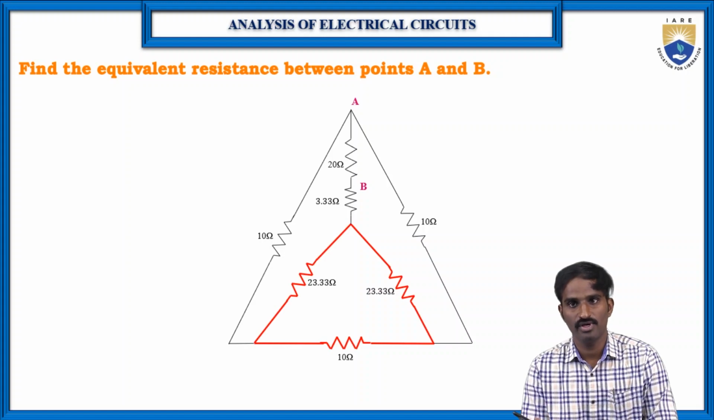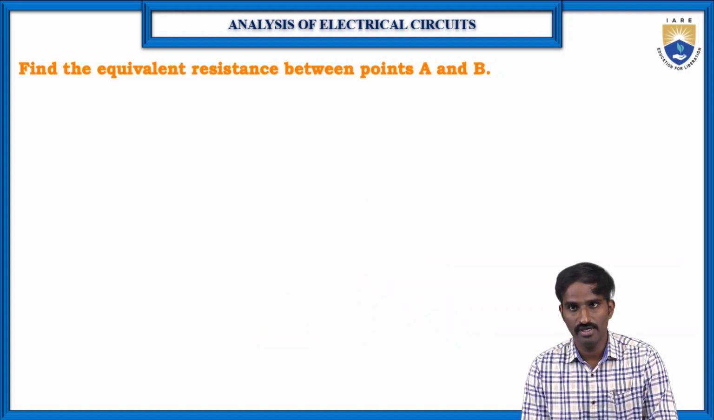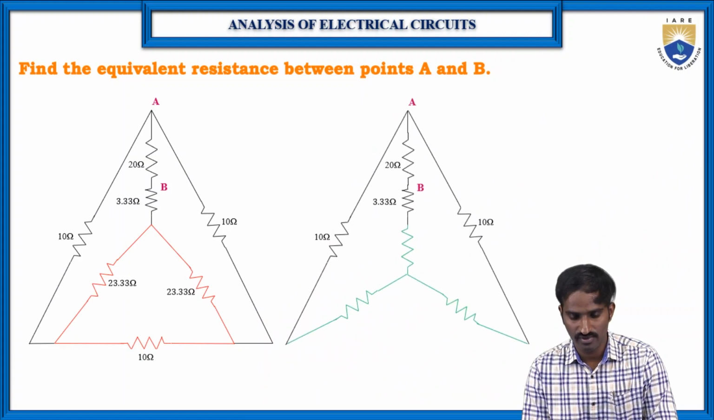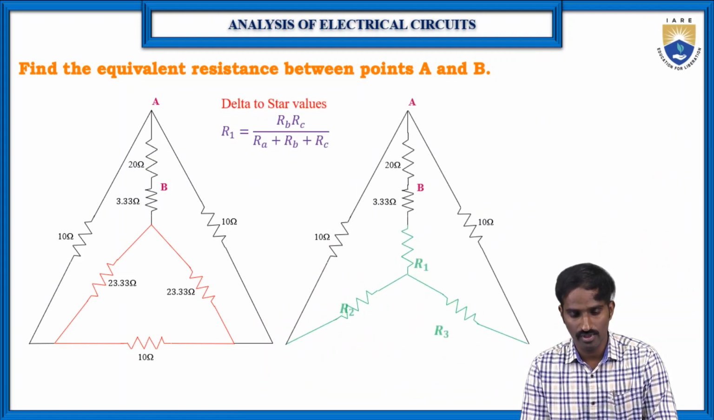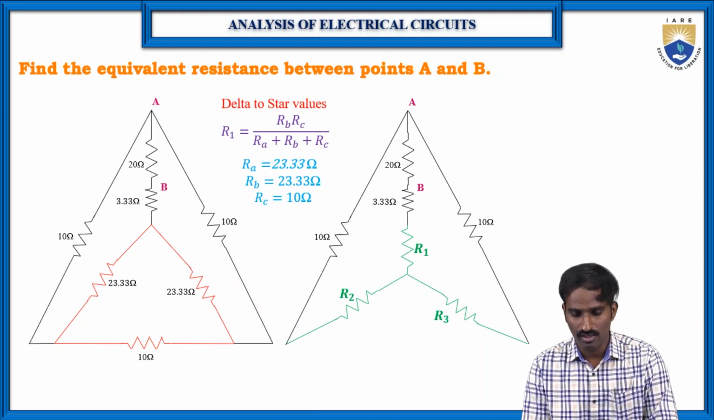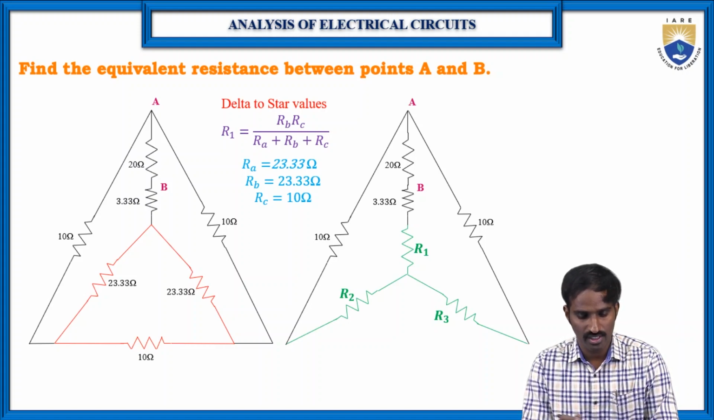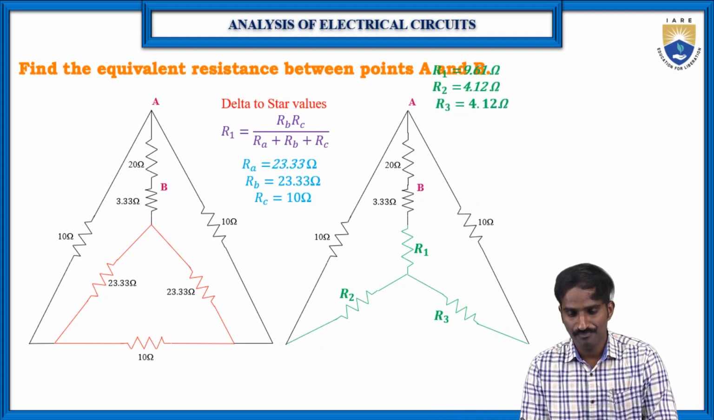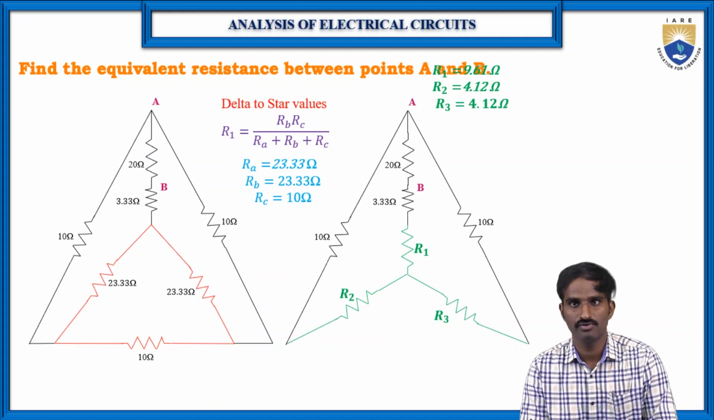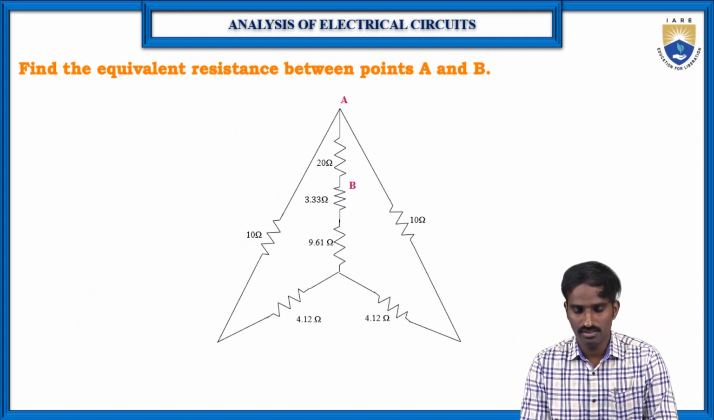Then again you can see this is one more delta connection, and now we are transforming this delta connection into the star connection. Again we are finding R1, R2 and R3 using the same equations. RA, let us consider 22, RB is 22, and RC is 10 ohms. We know the equations already, so directly we can substitute the RA, RB, RC values, and then you will get R1, R2, R3 values. Then here, this is the network.